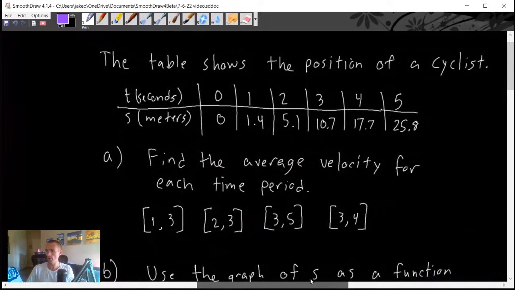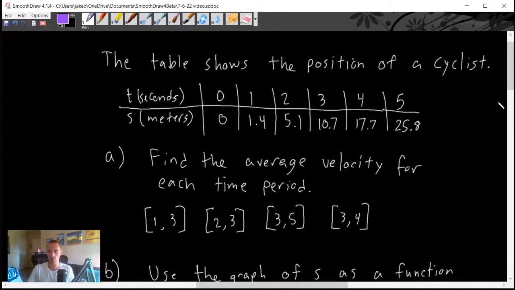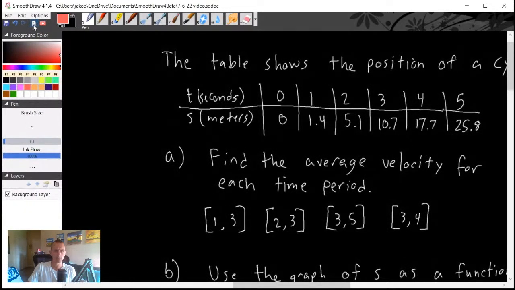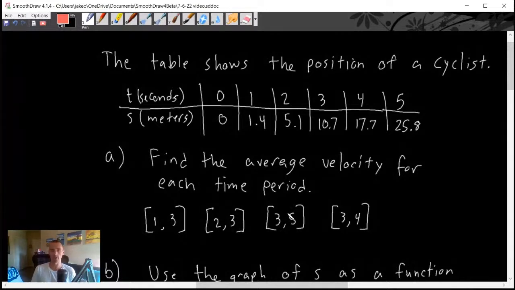I got another example for you here of average velocity. This example is a little bit different. Like I kind of mentioned at the beginning of the video, there's not going to be the same information given in this example as in the last example. In the last example, we were given a position function. In this example, we are given a table which shows us the position of our cyclist in this case. So we're not throwing a rock. We're looking at how fast or where a cyclist is riding their bike.